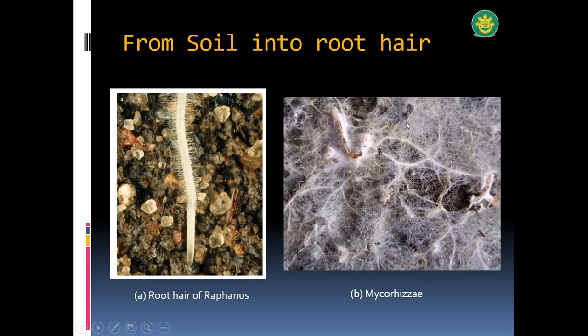The mycorrhizae act like a mass of fine roots which absorb water and nutrients, especially phosphate, from soil and pass it to the plant. In return, the plant will provide the fungi with organic nutrients, and this kind of relationship, as you may have learned before, is known as mutualism.